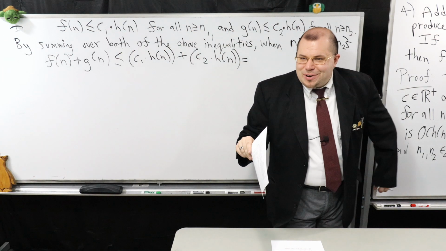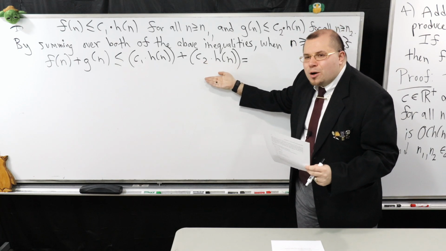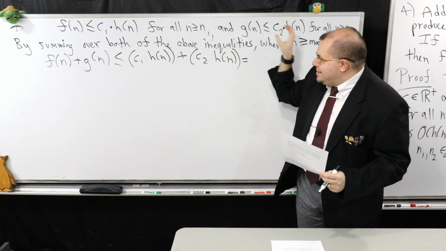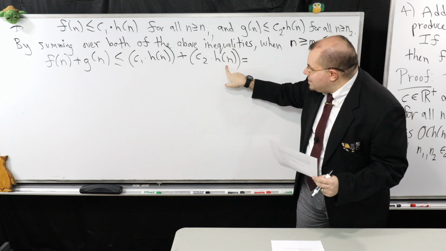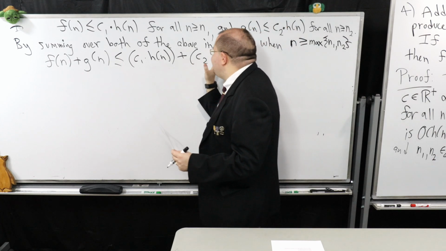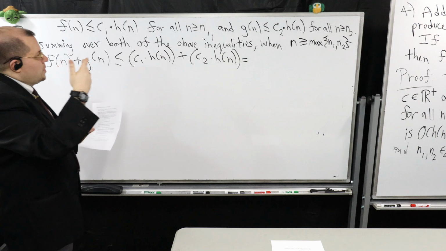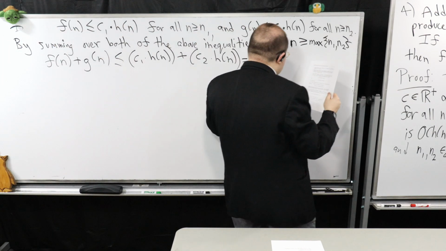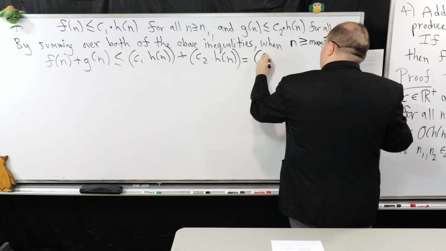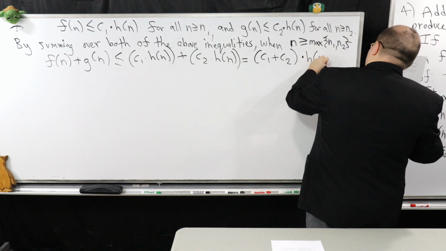Yes, perfect, perfect. So notice that I wrote these parentheses to help you see what I'm doing with these two, but really, both of these terms involve h. So I can factor out h of n, and I'm going to be left with c1 plus c2 together. So I'm going to have c1 plus c2 times h of n.